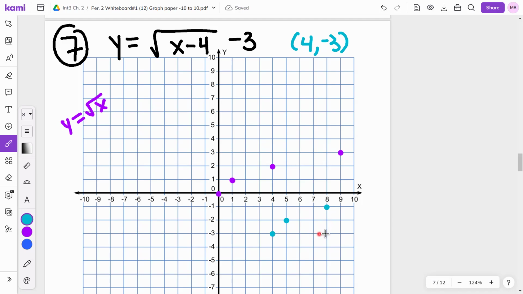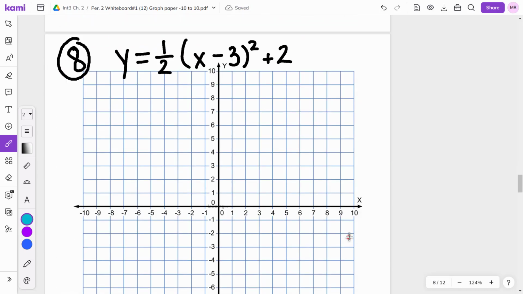I would go out 9 from this, but I don't have room. And then the square root of 9 would be 3. So let me just connect it. And so this is going to look like half of a sideways parabola. But that is your square root. Notice that right here, this is not having an arrow because this is my start. I start at 4, -3, and then I go from there.